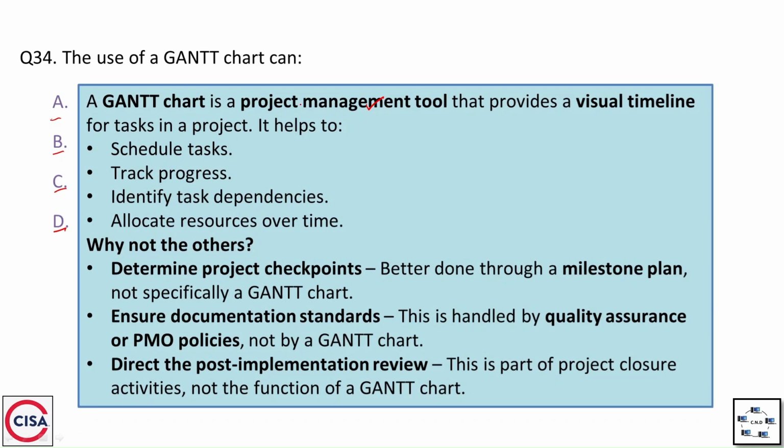A Gantt chart is a project management tool that provides a visual timeline for tasks in a project. It helps to schedule tasks, track progress, identify task dependencies, and allocate resources over time. Why not the others? Determining project checkpoints is better done through a milestone plan, not typically a Gantt chart. Ensuring documentation standards is handled by quality assurance or PMO policies, not by a Gantt chart. Directing the post-implementation review is part of project closure activities, not the function of a Gantt chart.